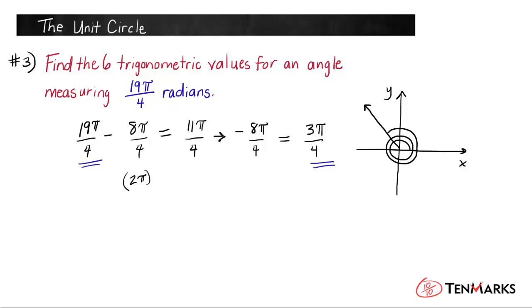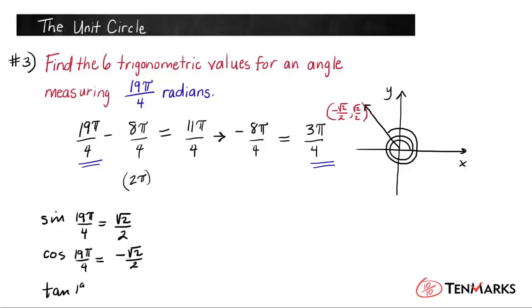The point that corresponds on the unit circle to 3 pi over 4 radians is negative square root of 2 over 2, comma square root of 2 over 2. So this gives us the sine of 19 pi over 4 radians will equal the square root of 2 over 2. Cosine of 19 pi over 4 radians is going to equal the negative square root of 2 over 2. And the tangent of 19 pi over 4 radians will give us the square root of 2 over 2 divided by the negative square root of 2 over 2, or just negative 1.